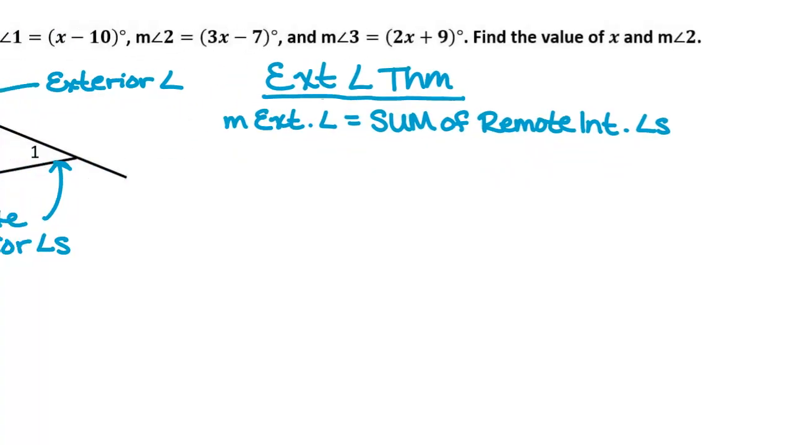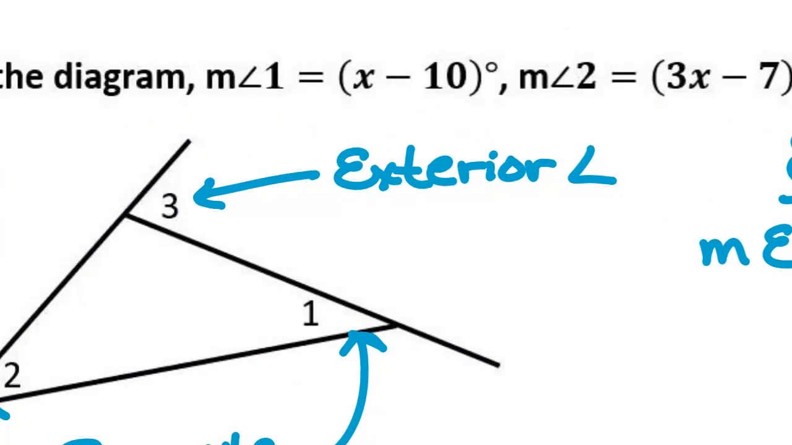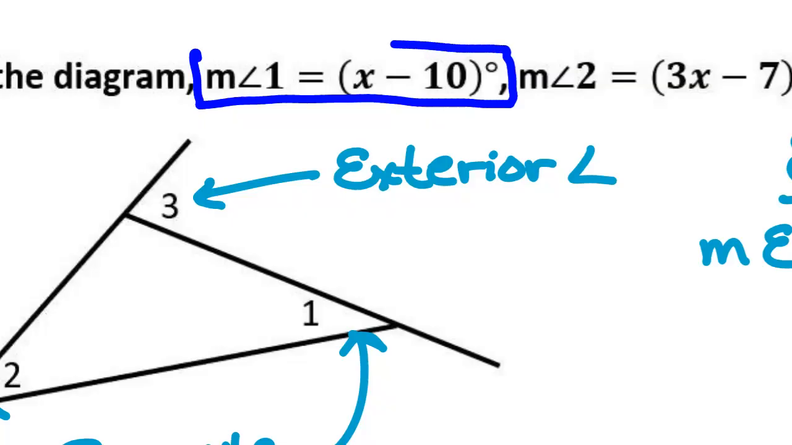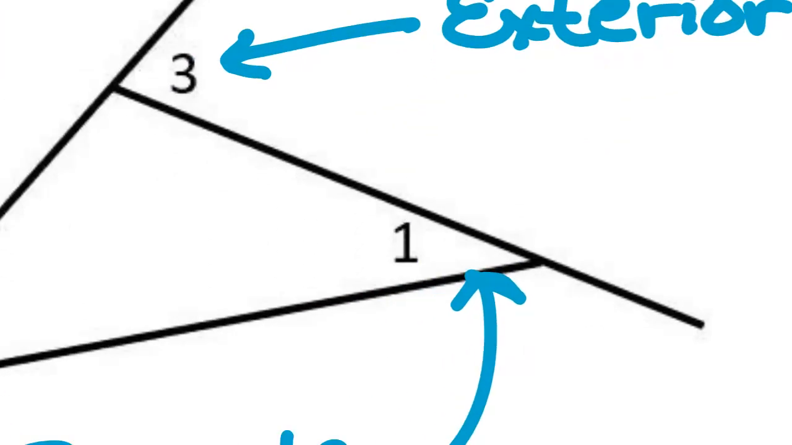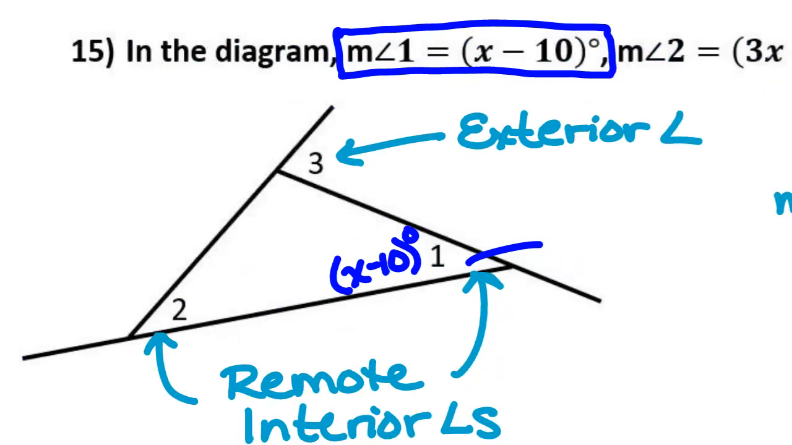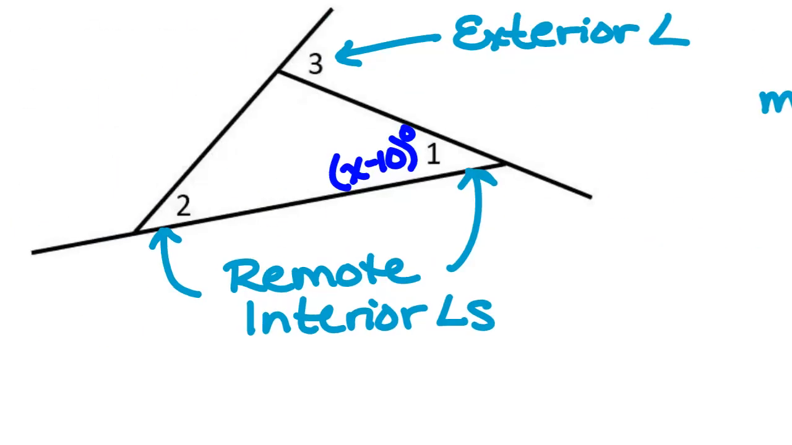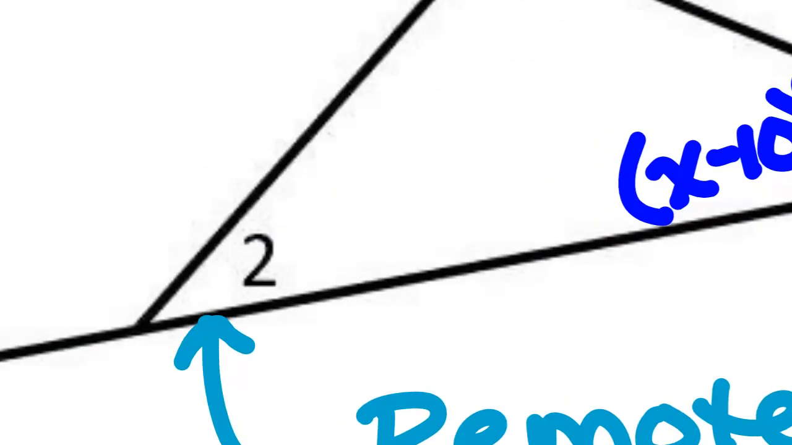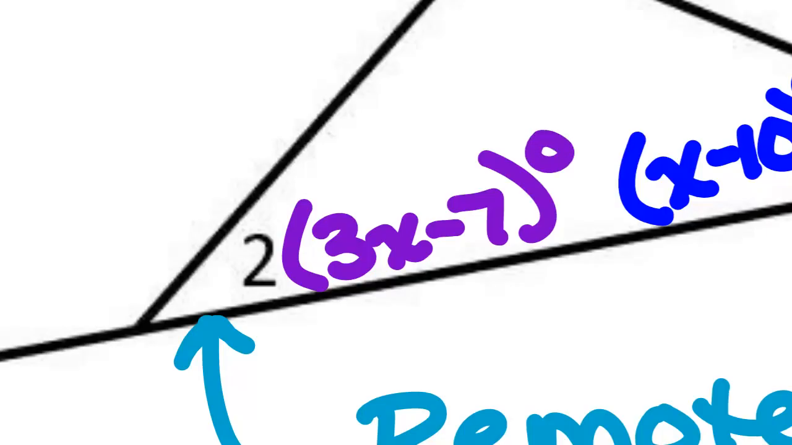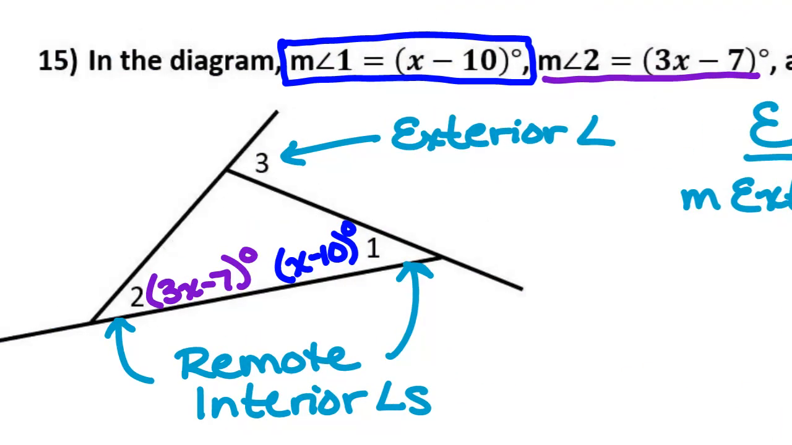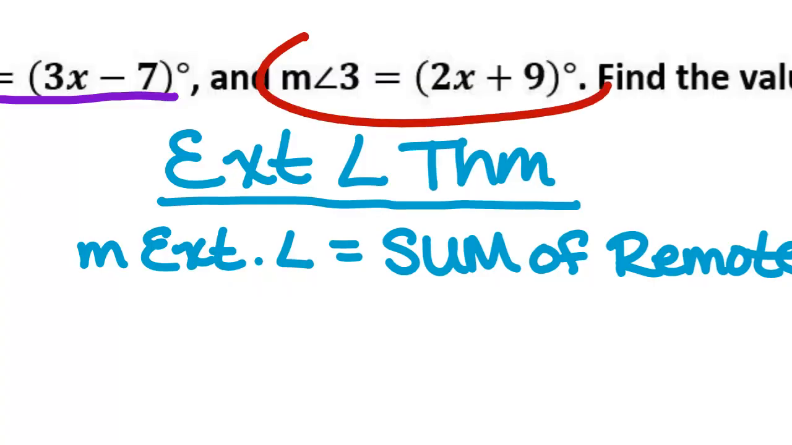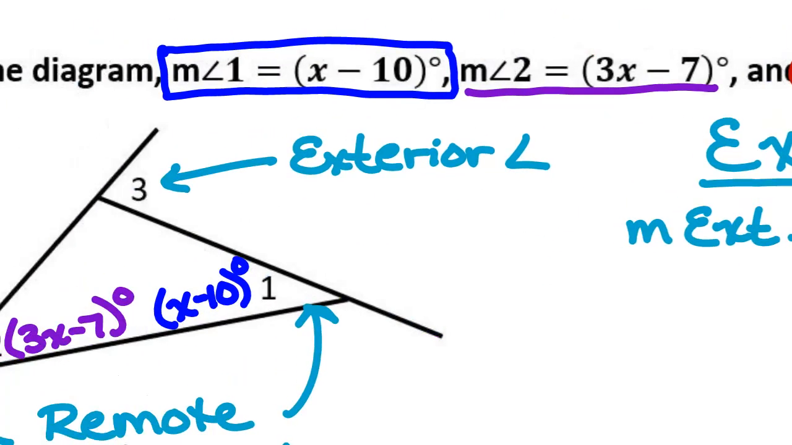All right, let's look at how big these angles are up here. It says that angle 1 is x minus 10 degrees. So I'm going to add that to my picture. X minus 10 degrees. Angle 2 is 3x minus 7 degrees. And my exterior angle, angle 3, is 2x plus 9 degrees.